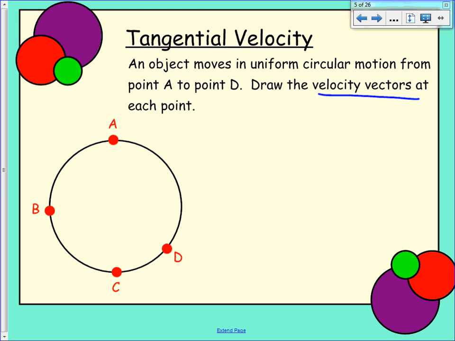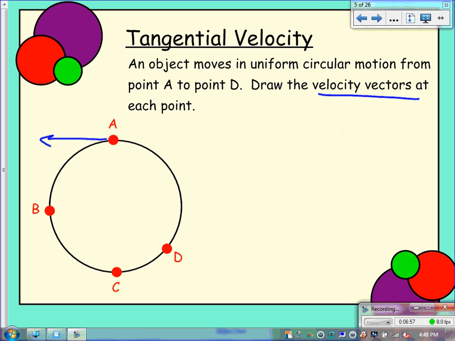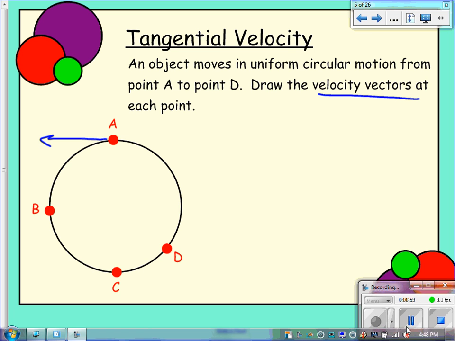So at point A, the velocity is going to be tangent to the circle. And notice there that I have the velocity drawn tangent to the circle at that point. So if the object were to be let go at point A, it would actually just travel in a straight line to the left. And actually, it would continue traveling in a straight line unless some other force acted on it, like, for example, maybe gravity.